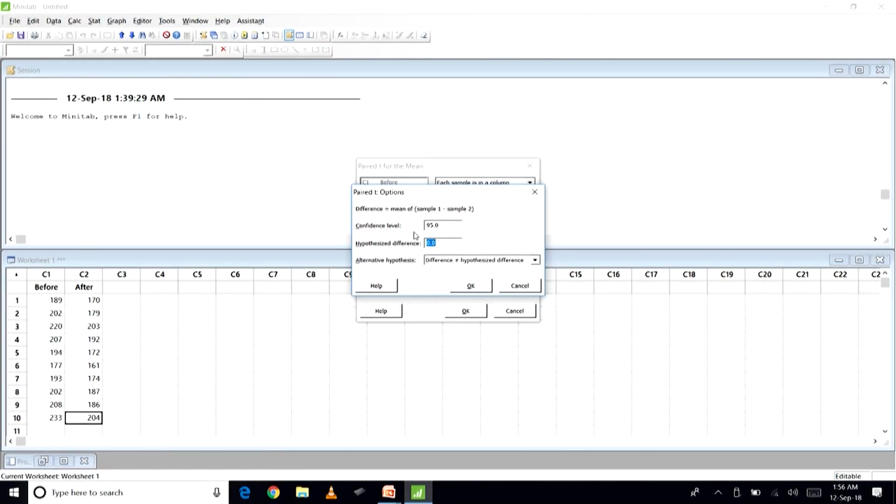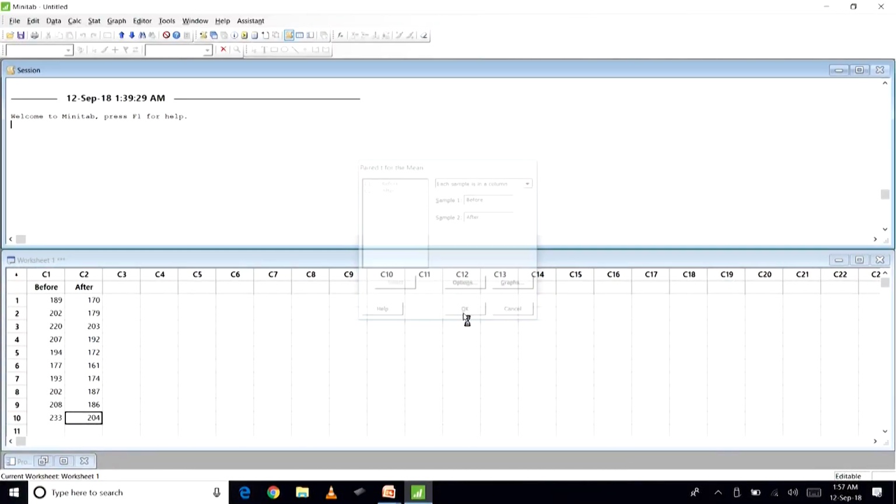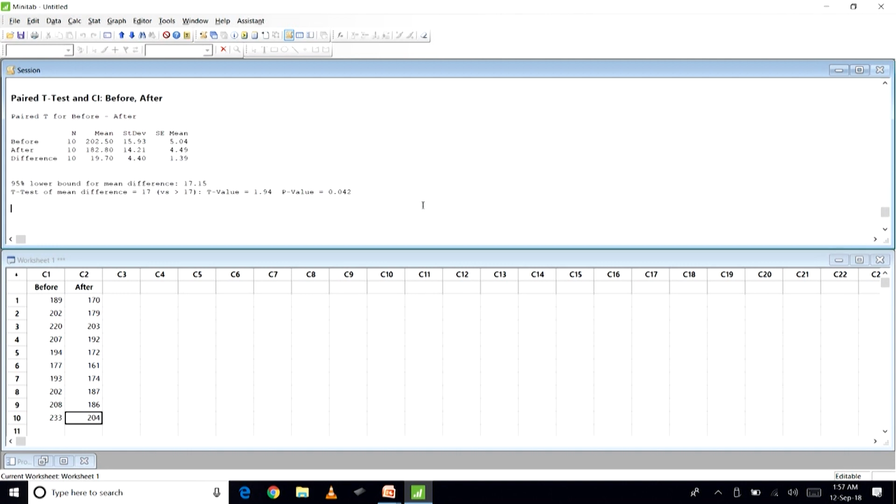Now, the hypothesized difference is a point to be seen clearly. Since we are taking these two samples, we will say that the hypothesized difference is 17, and the alternative hypothesis is more than 17. That is what we have said. In fact, we can solve this example as a simple t-test as well. So, we will click OK, again OK. Let us look at the output.